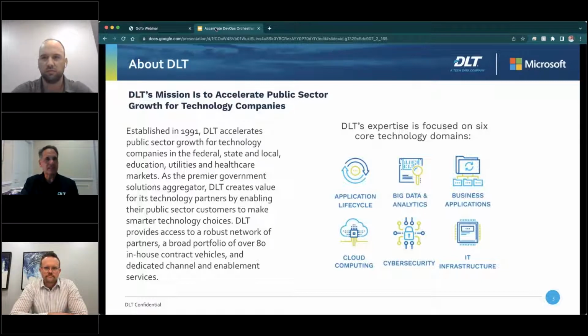Real quick about DLT, for over 30 years, DLT has been the premier government solutions aggregator that specializes in understanding and solving the public sector's IT business challenges. DLT expertise focuses on the 6 core technologies as you see on the slide here. These are strategically crafted around how our technology partners go to market to solve these challenges.